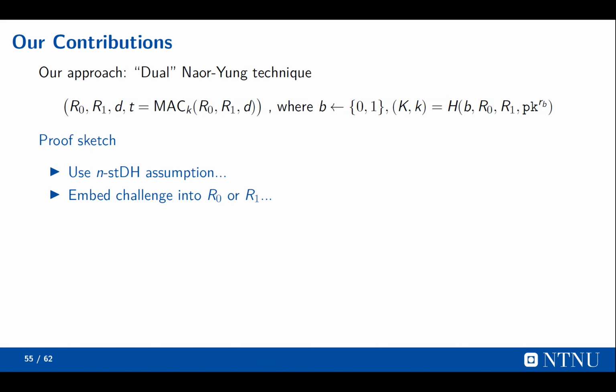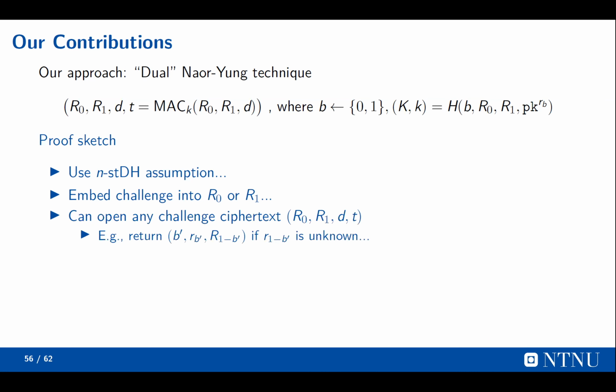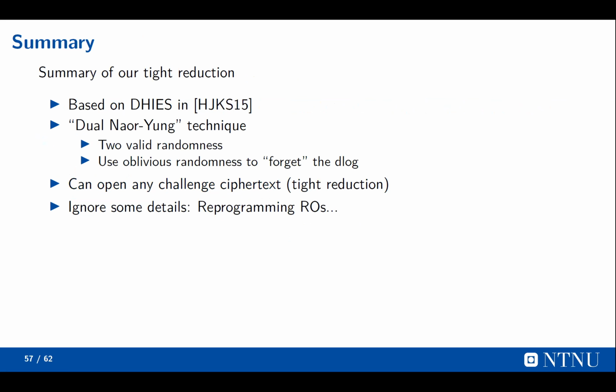The proof of our scheme works as follows. We also use the multi-challenge strong Diffie-Hellman assumption, and we embed the challenge into R0 or R1. Now we can open any challenge ciphertext. For example, we return b' and small r_{b'} and big R_{1-b'}, if the small r_{1-b'} is unknown. Of course, our reduction involves some random oracle reprogramming, because we need to make sure that the returned randomness is consistent with the ciphertext. So our scheme is based on DHIES, and uses the dual nonce technique and oblivious randomness to forget the discrete log. Now we can open any challenge ciphertext without needing to guess, and so we can have a tight reduction.